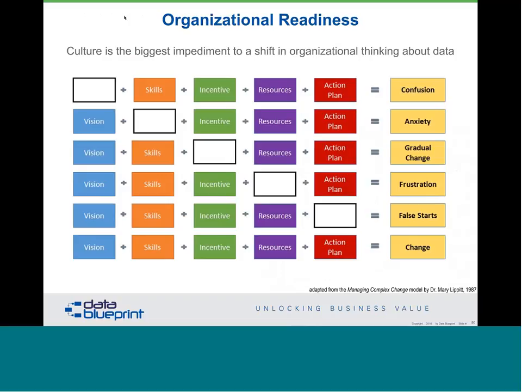But the idea here is, of course, if you have confusion, you probably have a great action plan, wonderful resources, great incentive and skills, but you're missing the vision. So you've got the vision, incentive, resources, and action plan. You've probably got anxiety because somebody doesn't have the right sets of skills. We've used this template dozens and dozens of times to help diagnose what's wrong with your organization.